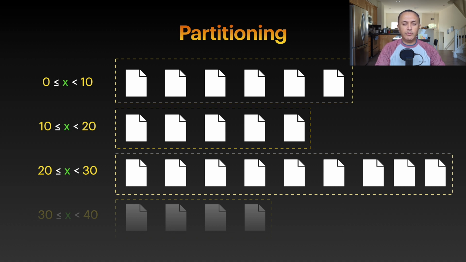And when we want to look for x equals 25, then we can go directly to the partition that we know has this value. So in this case, we're going to go to this partition. We're not even going to look at the other partitions because we know for a fact that this value cannot be there. So we already excluded a bunch of pages that we're not going to look at. And then we're going to scan the pages in this partition like we did before.